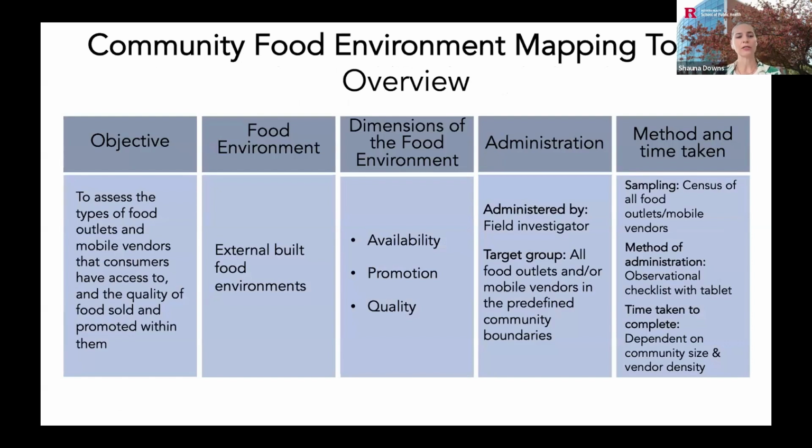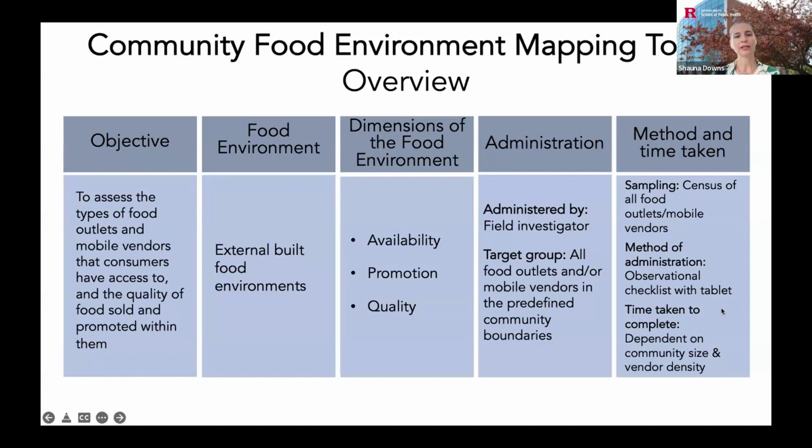So the objective is really to assess the types of food outlets and mobile vendors, if it's a community that relies on mobile vendors, that consumers have access to, and the quality of foods sold and promoted within them. It assesses the external built environment, the dimensions it assesses are availability, promotion, and quality to a certain extent. It is administered by a field investigator, so the enumerator would have a tablet, and it's an observational checklist.